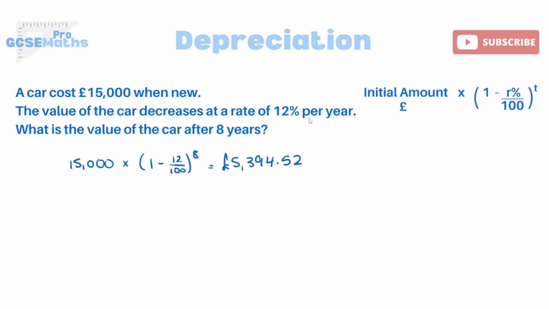They don't want you to go and work out 12% every single year, okay? Obviously that would take way too long. The 1 minus here, because when we use percentages on a calculator, we have to have them as decimals, don't we? So what we mean by this is the 1 is the same as 100%.